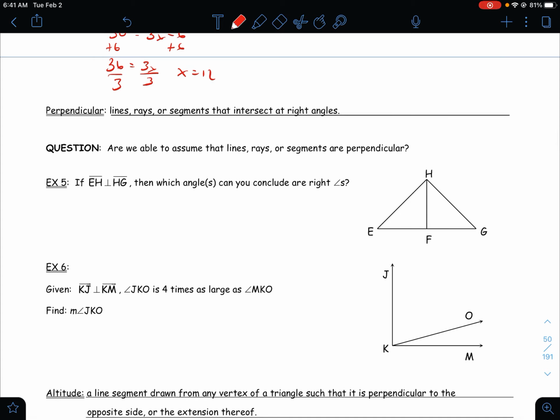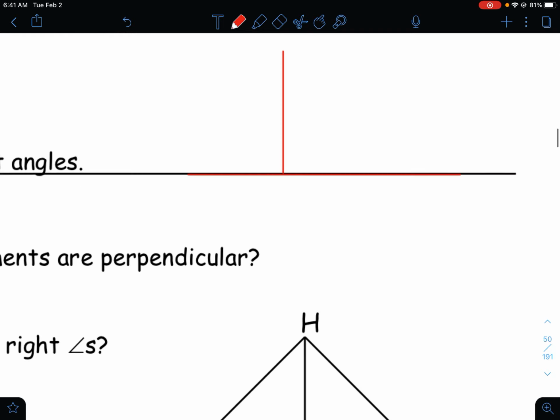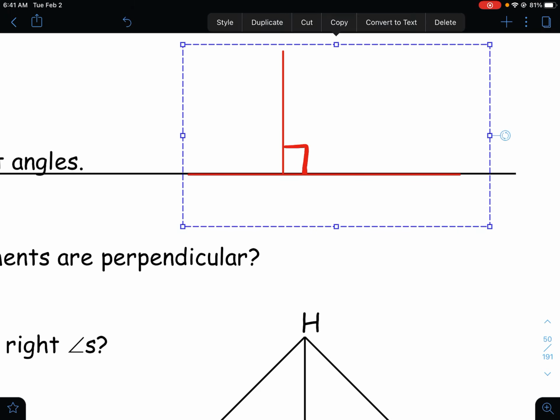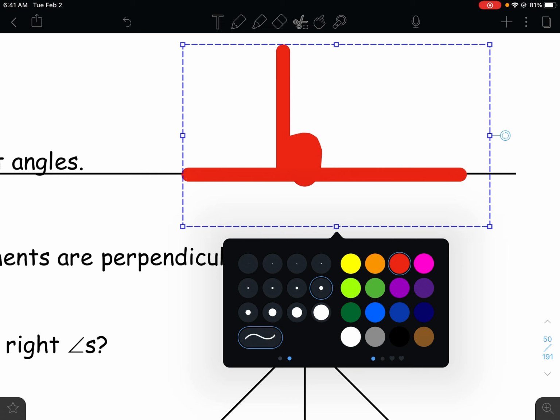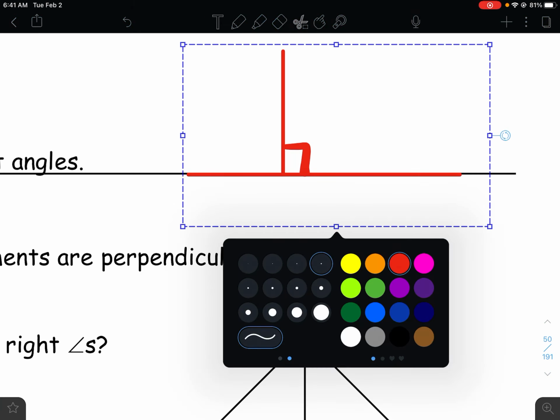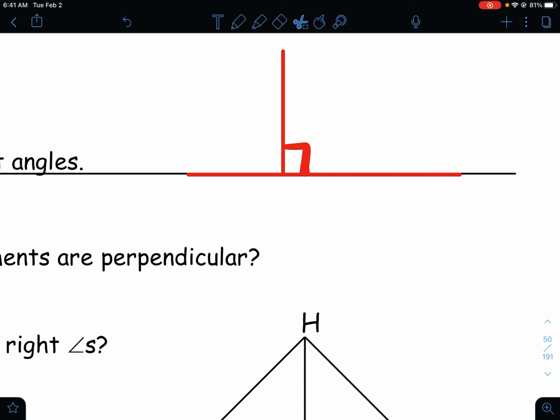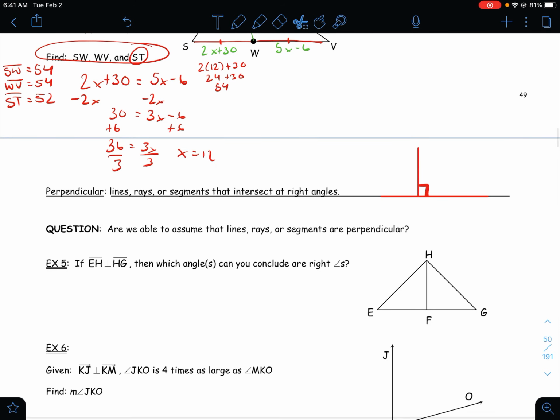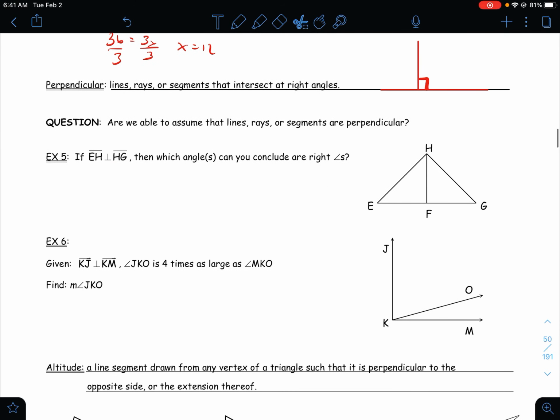All right, let's try this next one. We have the term perpendicular. So lines, rays, or segments that intersect at right angles. So if it's said to be perpendicular, you know automatically that you are going to get a right angle, or a 90-degree angle.